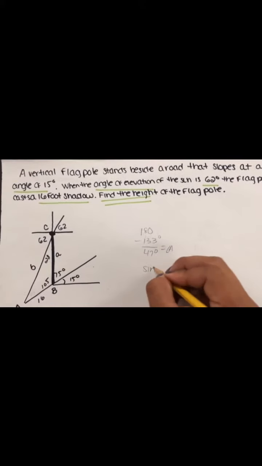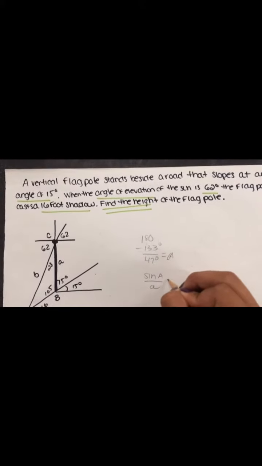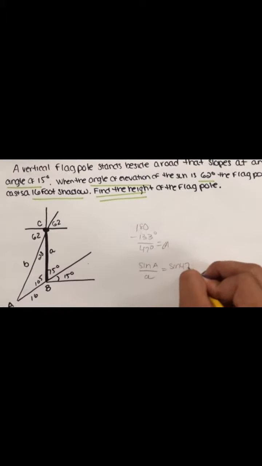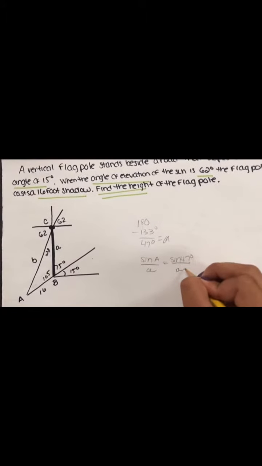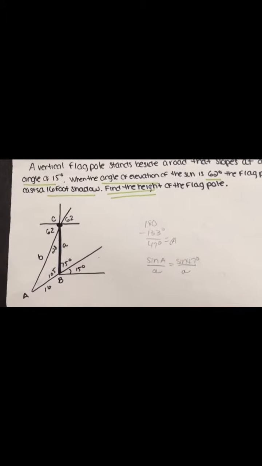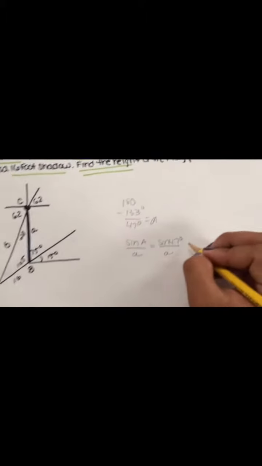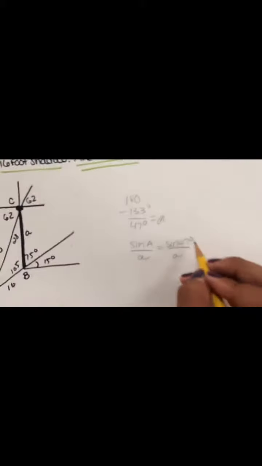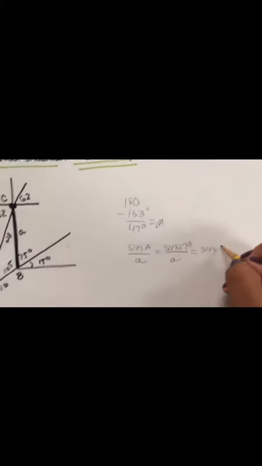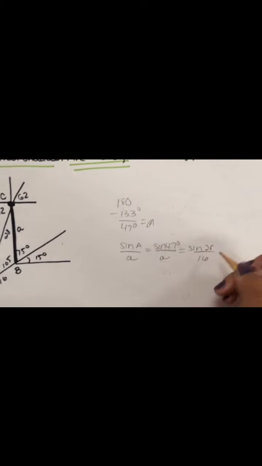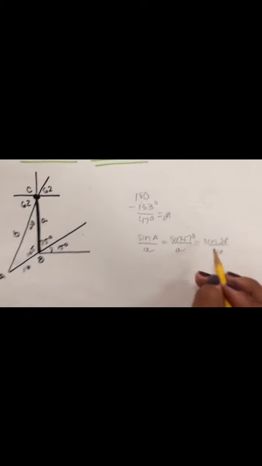So it would be sine of A over A is sine of 47 degrees over A, and we don't know that yet. And then we can use pretty much any other angle and feet representation, so we're just going to use B. So then sine of 47 degrees over variable A equals sine of 28 over 16. So then, using cross multiplication, we see that we can do this.